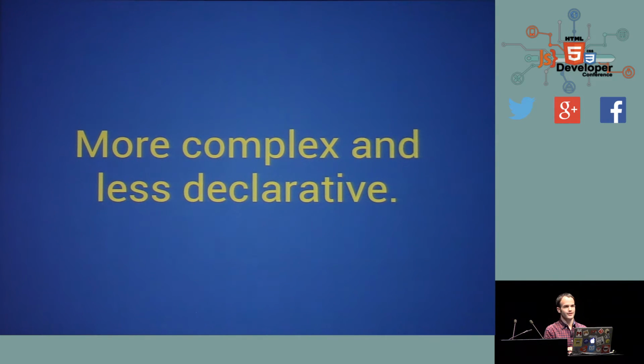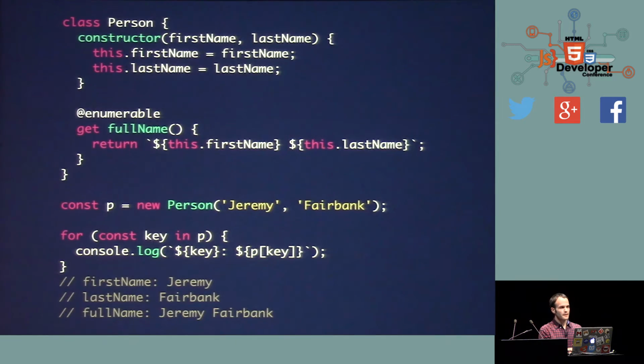So here's how we can do it now with class decorators. So we're going to return to the original person class, but now we're going to do something different with the getter.